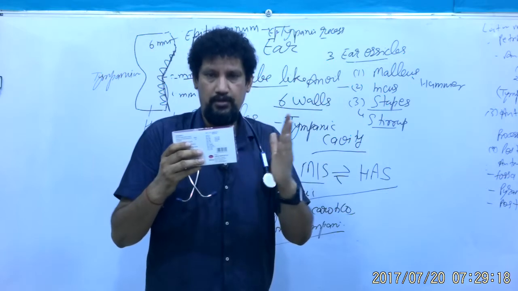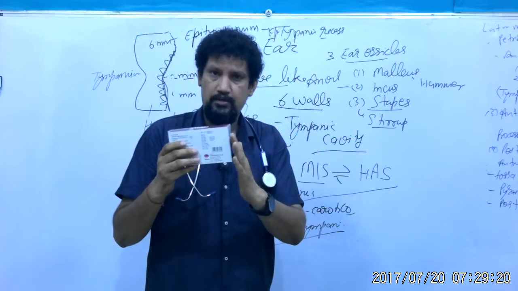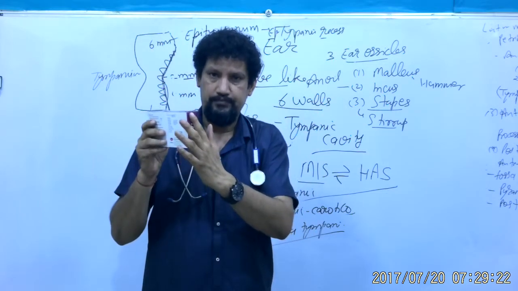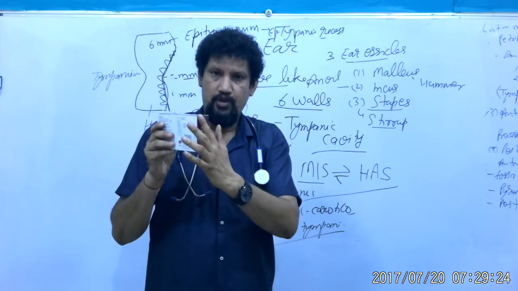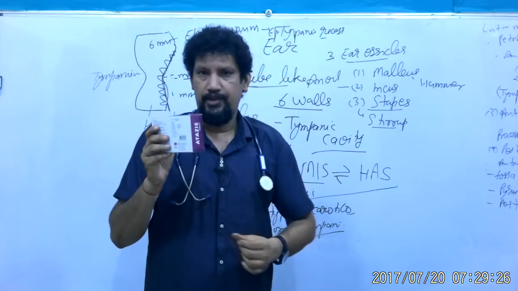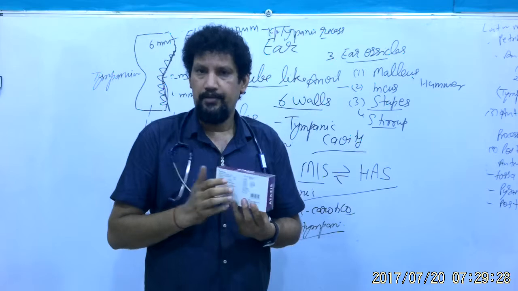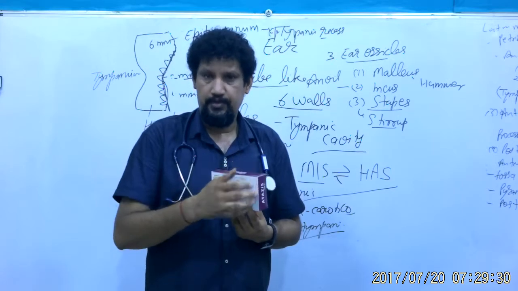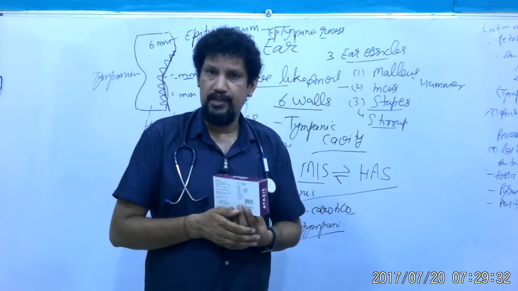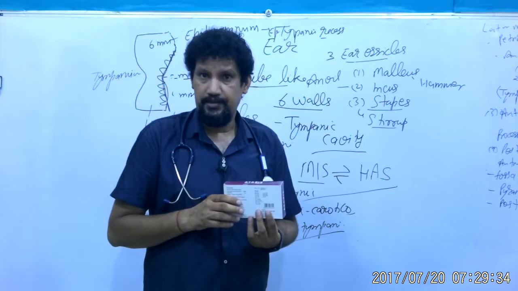This is the anterior wall. This wall is also known as the carotid wall. This wall is related to the internal carotid artery and two tubes which accommodate the eustachian tube and the tensor tympani muscle.